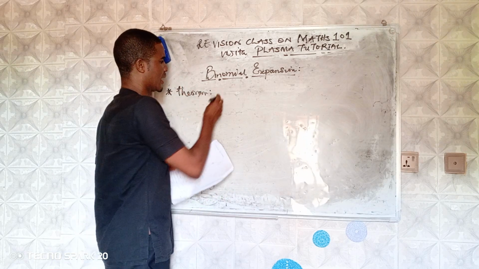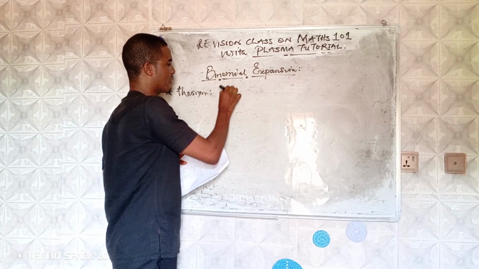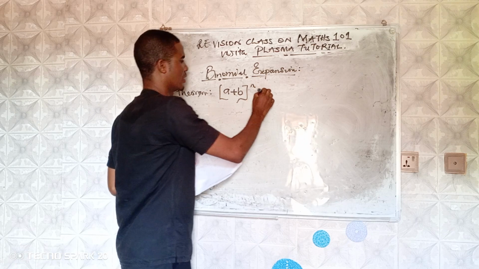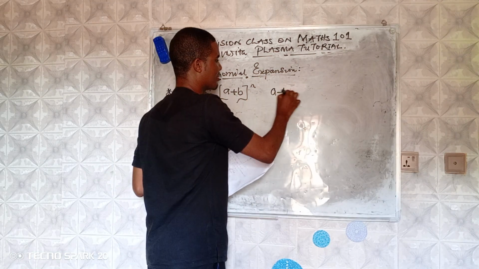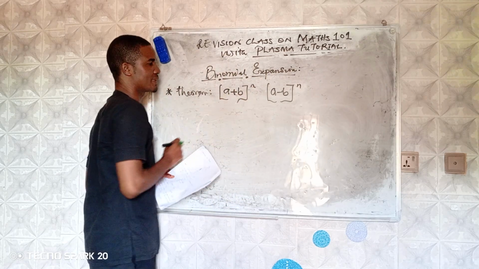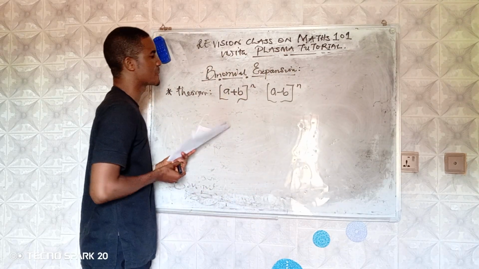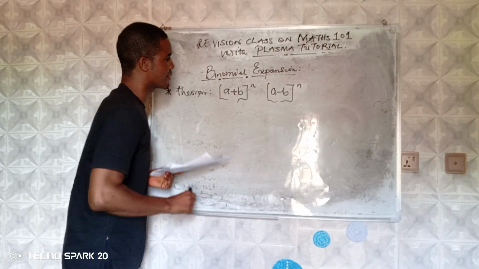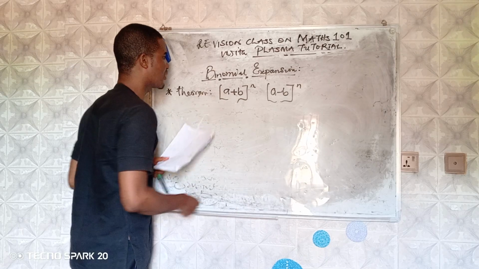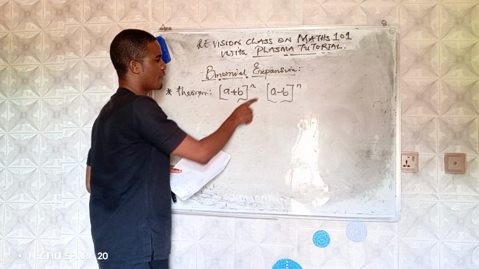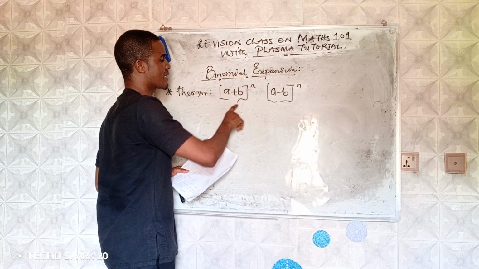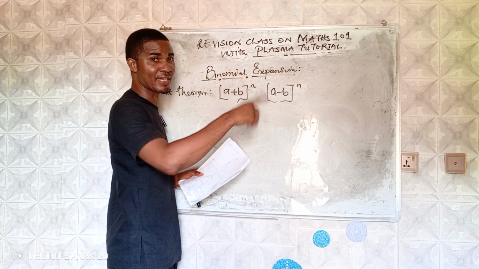This came as a result of having (a plus b) all raised to the power n, or (a minus b) all raised to the power n. For us to be able to expand expressions like this brought about binomial expansion. So we will start with the theory. The theory says that a will start from n and continue reducing till it gets to 0, while b will start from 0 and continue increasing till it gets to n.